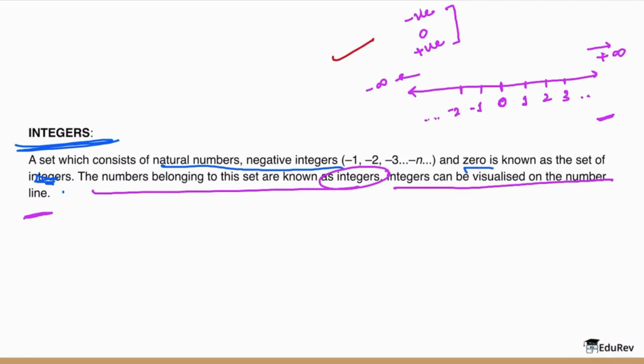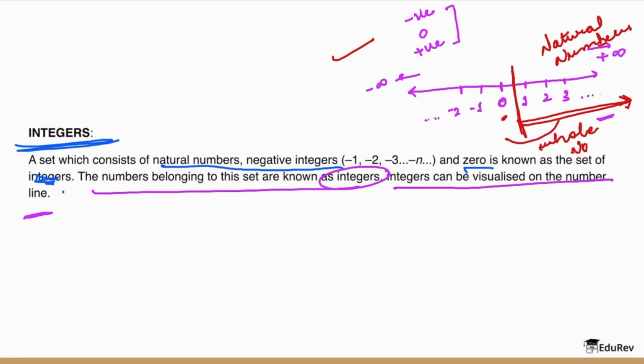Now one thing that is very important is that positive integers are the same as natural numbers. If I say these are my positive integers, then these are nothing but my natural numbers, and natural numbers plus 0 give me what? Whole numbers. So whole numbers.